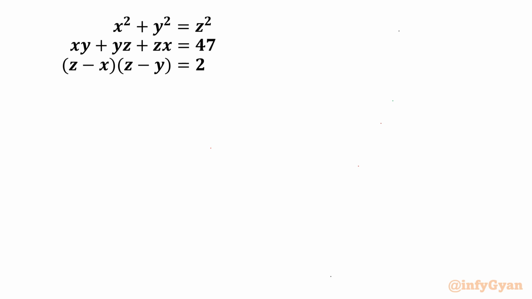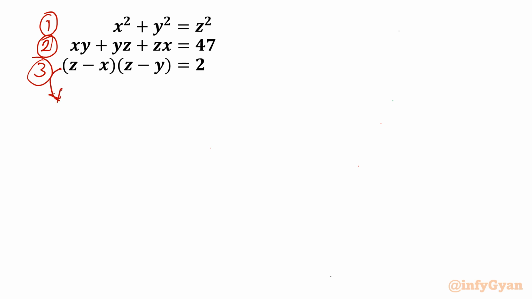In this video, we are going to take up one very interesting and challenging system of equations. We have three equations: x² + y² = z², xy + yz + zx = 47, and the third equation is (z − x)(z − y) = 2. So let's get started by writing equations number 1, 2 and 3. Now I will begin with equation 3.